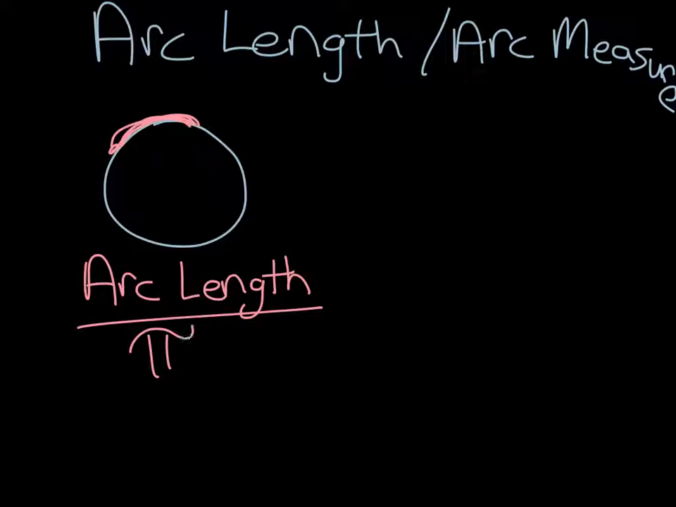over pi d, or you could put 2 pi r there for the circumference. So the arc length is part of the circumference of the circle. Because remember, the circumference is basically the perimeter of the circle.